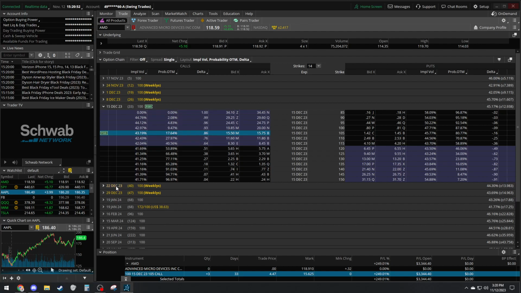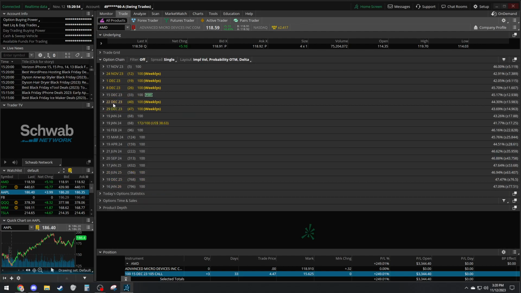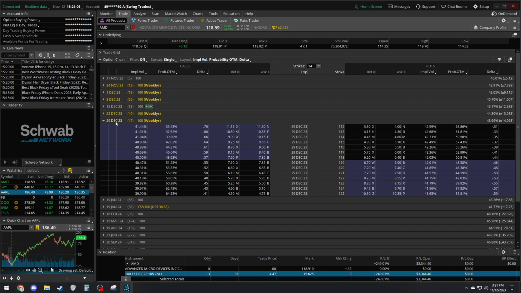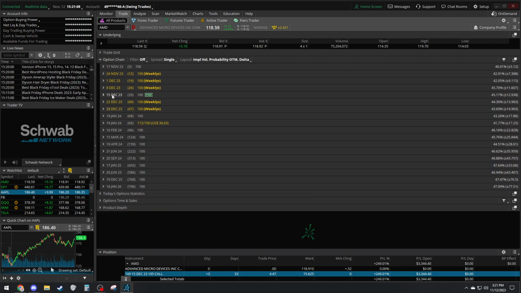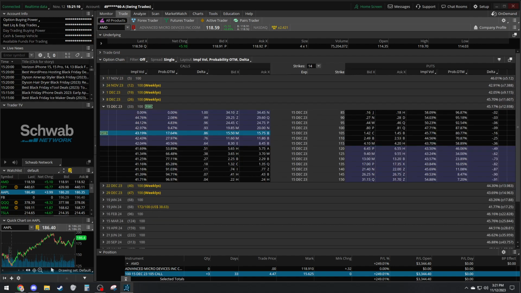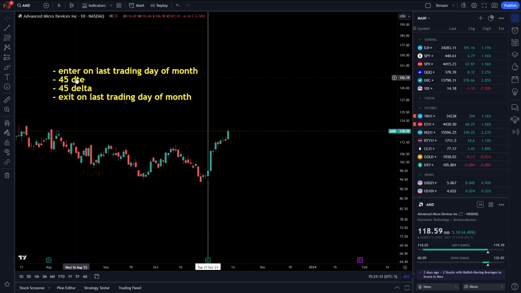Let's say it's the end of the month and I have to pick between a few different DTEs. I wouldn't go with the 40 because that's too close to expiration for my risk appetite. I would go with the 47 in this example, and then I would hold it. So I pick the 45 DTE and then I go with the 45 Delta.